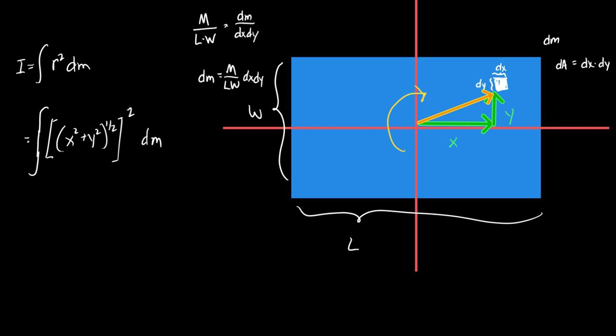I think it's time to replace dm. Okie dokie. So I think I can just write this as x squared plus y squared. dm will be m over lw dx dy.